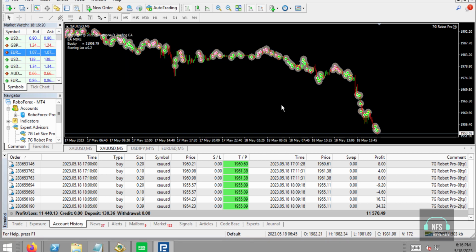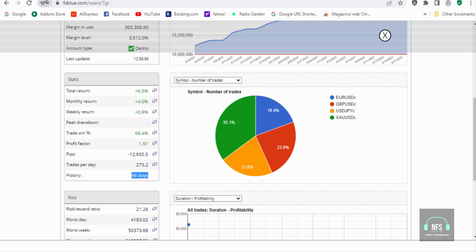So that pretty much is about the real account. Very good results so far. I'm using it for 1 month, I think. Always use 7G Robot Pro with a VPS.